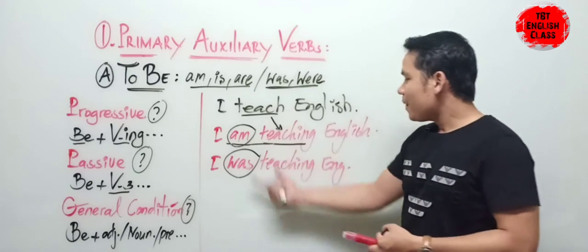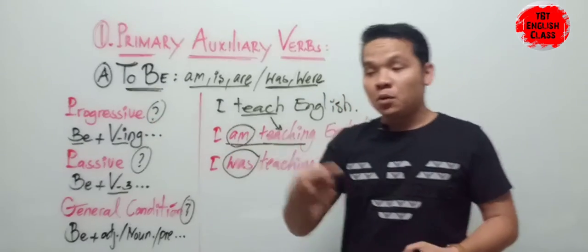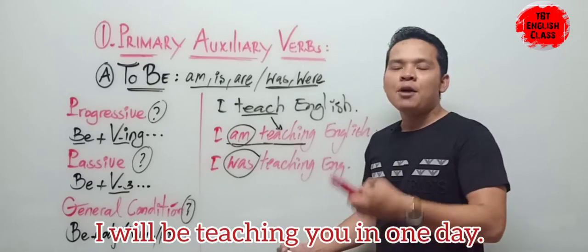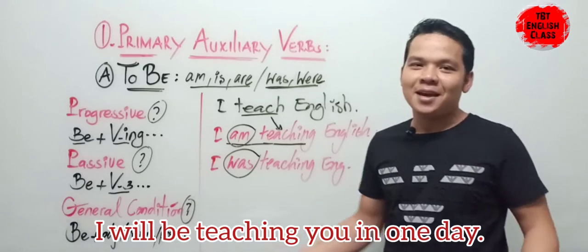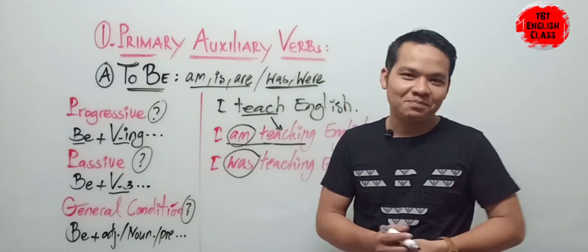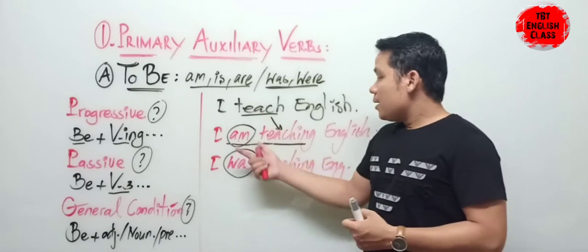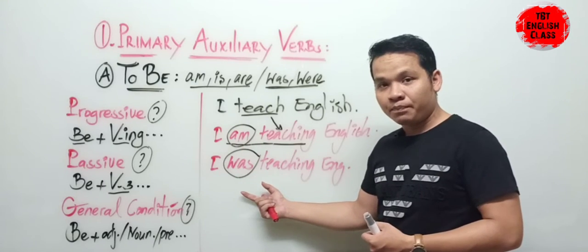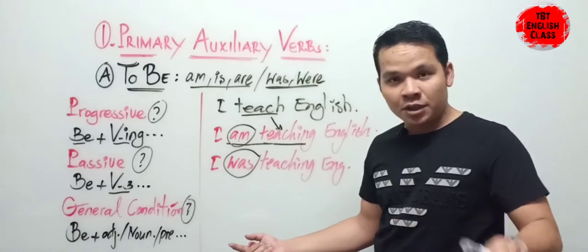Okay, so like this, that's how I'm talking about progressive form. Not only present progressive, past progressive, it can be future progressive as well. You can say, I will be teaching you in one day, you know, like this. That's okay, we talk about the future meaning, but it's still progressive form. Yes, you get it? Again, everyone, this is what we call positive form.